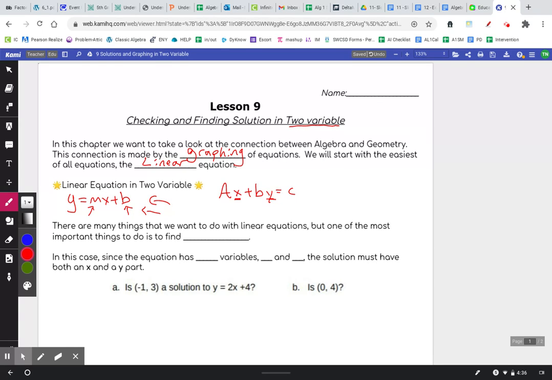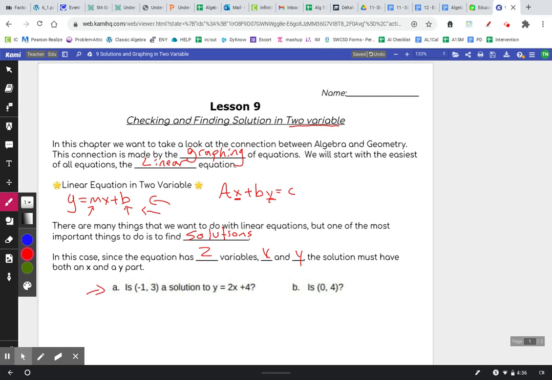In order to use it in ways that are convenient to us. It says that there are many things that we want to do with linear equations, but one of the most important things to do is to find solutions. In this case, since the equation has two variables, an x and a y, the solution must have both an x and a y part. Here's an example of a situation where you might be asked that. Example A: is the point negative 1, 3 a solution to y equals 2x plus 4?